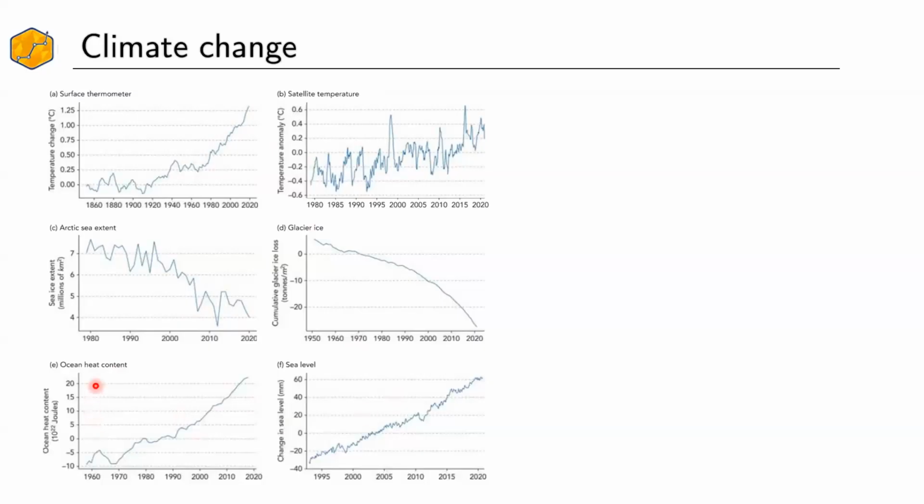Correct. And ocean heat content is also increasing, because of two reasons. One is obviously global warming, everything gets hot, right? So the ocean also becomes hot. And because we release CO2 into the ocean also, that increases the heat in the ocean.